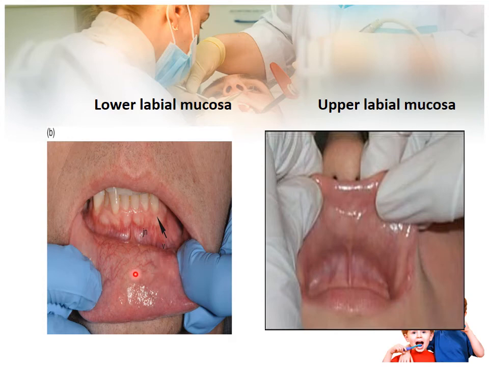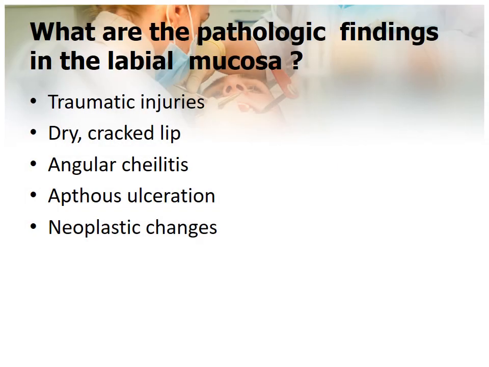Again, minor aphthous or major aphthous could be demonstrated. The lips sometimes may be associated with systemic diseases. And in some cases, neoplastic changes may occur on the lip. As I have mentioned before, traumatic dry cracked lip, angular cheilitis, aphthous ulceration, and neoplastic changes also could be demonstrated.